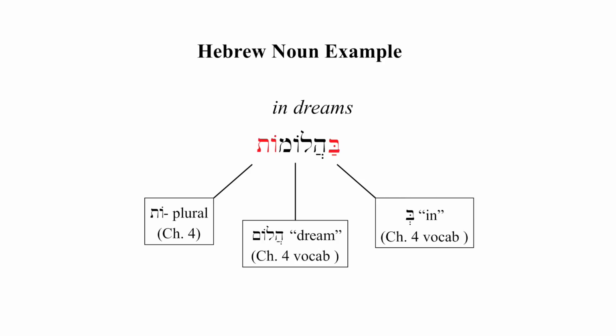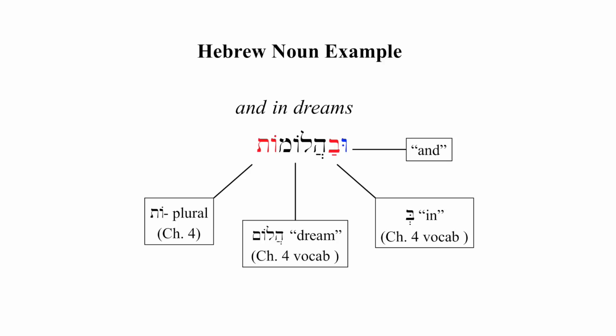But I can also add a preposition onto the front. So you'll experience some simple prepositions in this chapter. In your vocabulary, you learned b, in, on, at, with. If I attach the preposition bet onto this word, I end up with bachalomot, and I now have the phrase in dreams. But let's take it a few steps further.